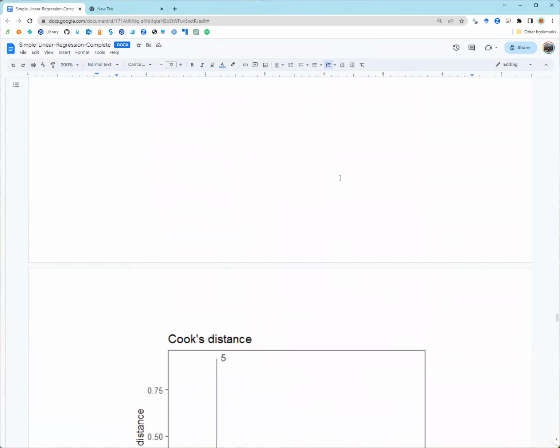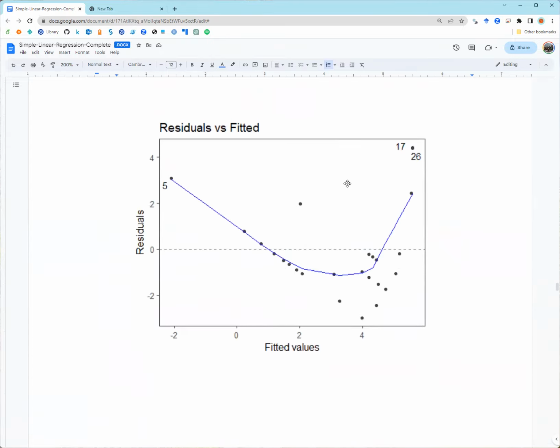So independence, we also check the residual by fitted value plot. What we're looking for in assessing independence is that the fitted values are not predictive of the residual value. Some ways in which this would be problematic, let me draw a couple of ways. Let's say your residual by fitted values plot looked like this.